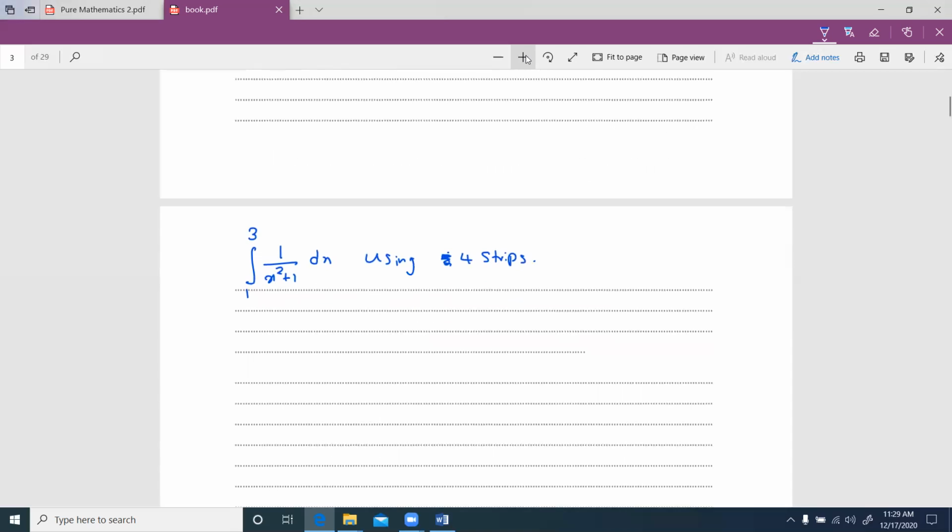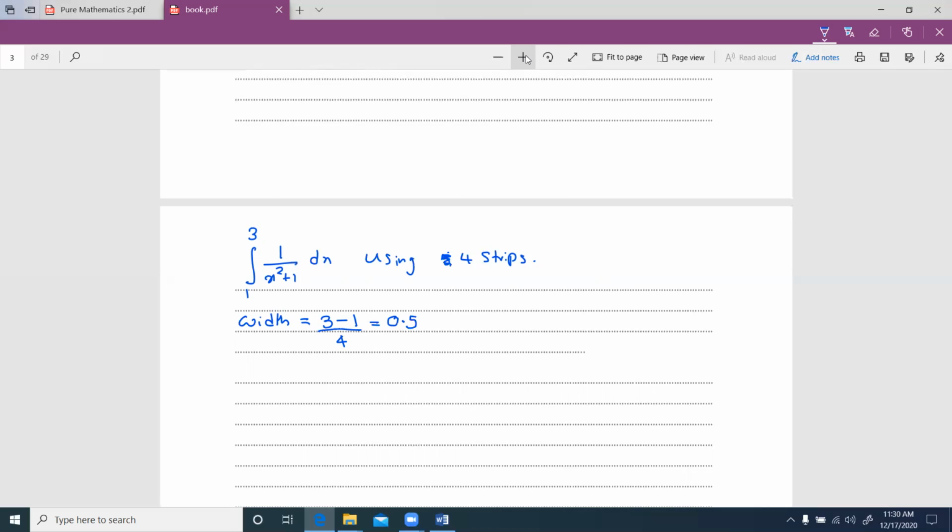Initially, we need to find the width of a strip. You get the upper boundary minus the lower boundary, divided by the number of strips, 4. That turns out to be 0.5. This varies, depending on the question.